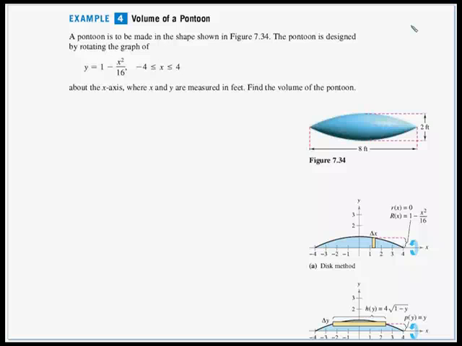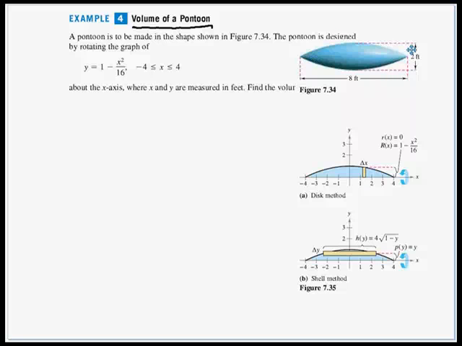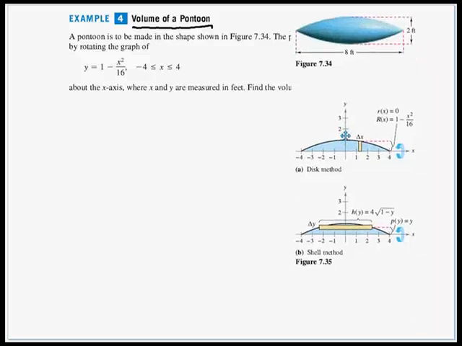Right here in example 4, we're going to find the volume of a pontoon. A pontoon is to be made in the shape shown in figure 7.34. The pontoon is designed by rotating the graph of this function, y equals 1 minus 1/16 of x squared, from x values of -4 to +4. We're going to rotate that about the x-axis, where x and y are measured in feet. So here's the pontoon, a 3D representation of it, and then here are the cross sections.